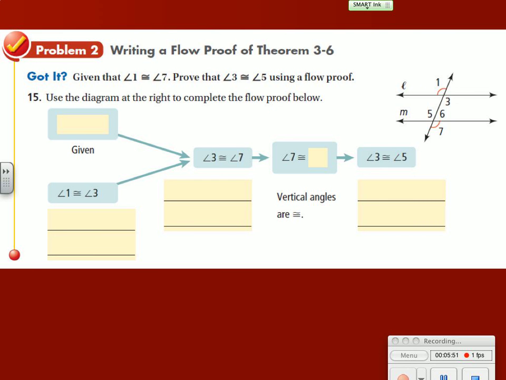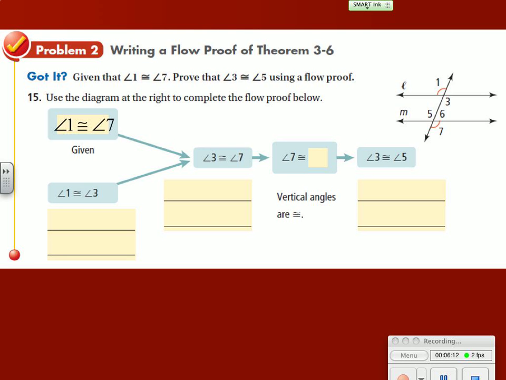We've learned about paragraph proofs and two-column proofs. Another type of proof is known as a flow proof. A flow proof is kind of what you think it is. It's a flow chart, a flow diagram that is used to show the flow of a problem from either top to bottom or left to right, in this case.